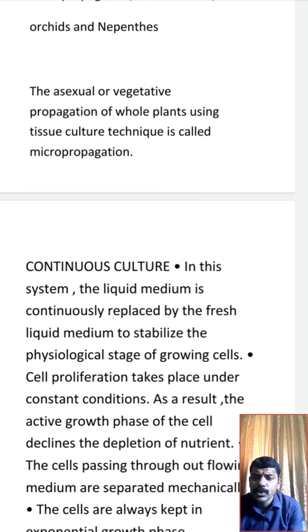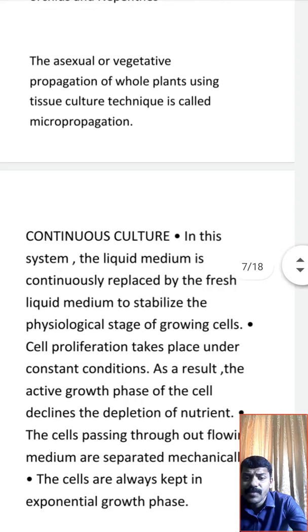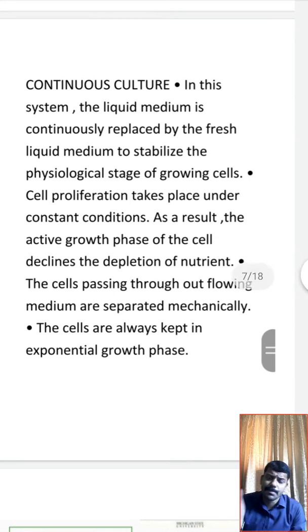So already we have seen, now we will see about continuous culture. We have seen earlier batch culture, that is at periodical time we will remove the aliquot, we will shift to new nutrient media. What is continuous culture? In this system, the liquid medium is continuously replaced by the fresh liquid medium to stabilize the physiological stage of growing cell. Cell proliferation takes place under constant condition.